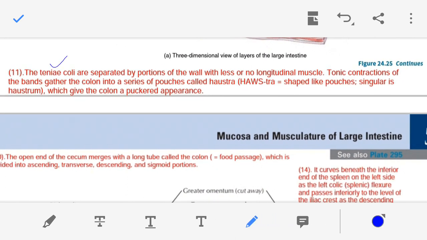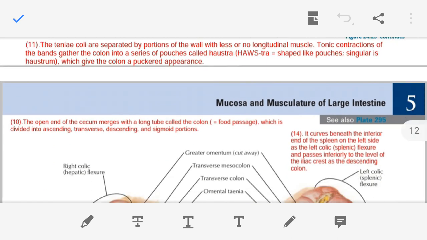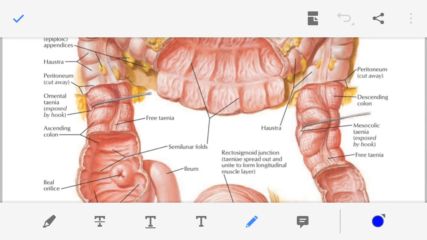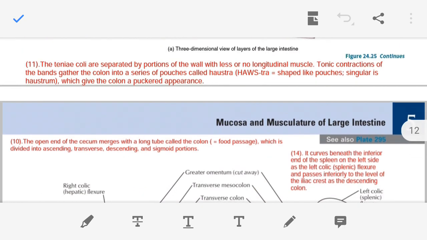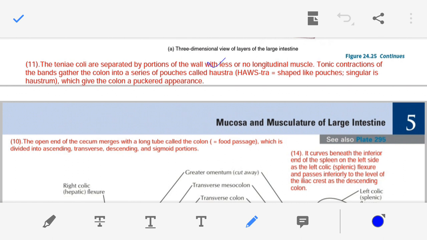Now here the tenia coli are separated by a portion of the wall, and this wall has less or no longitudinal muscle. So see, this is a teni, and this is a teni. Between the teni there is a wall. This is the large intestine wall between the teni, and this wall has very little or no longitudinal muscle at all.